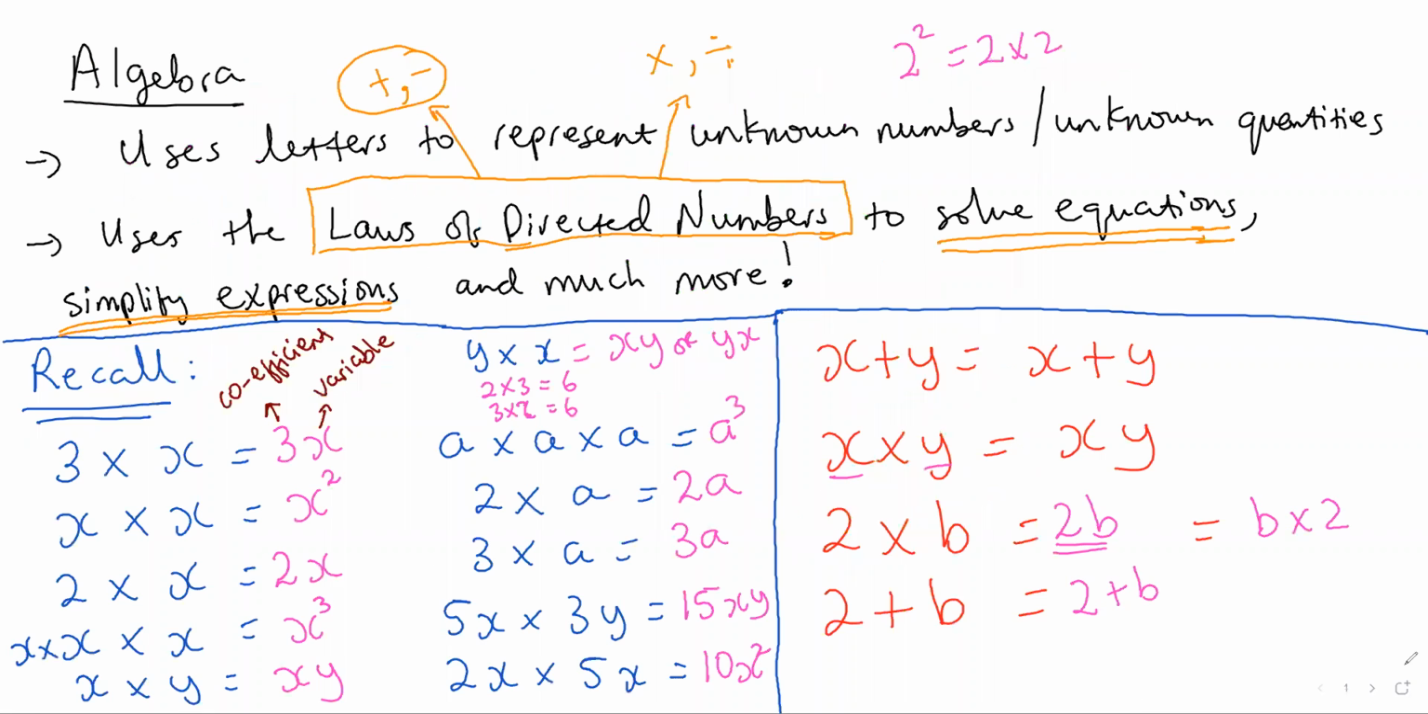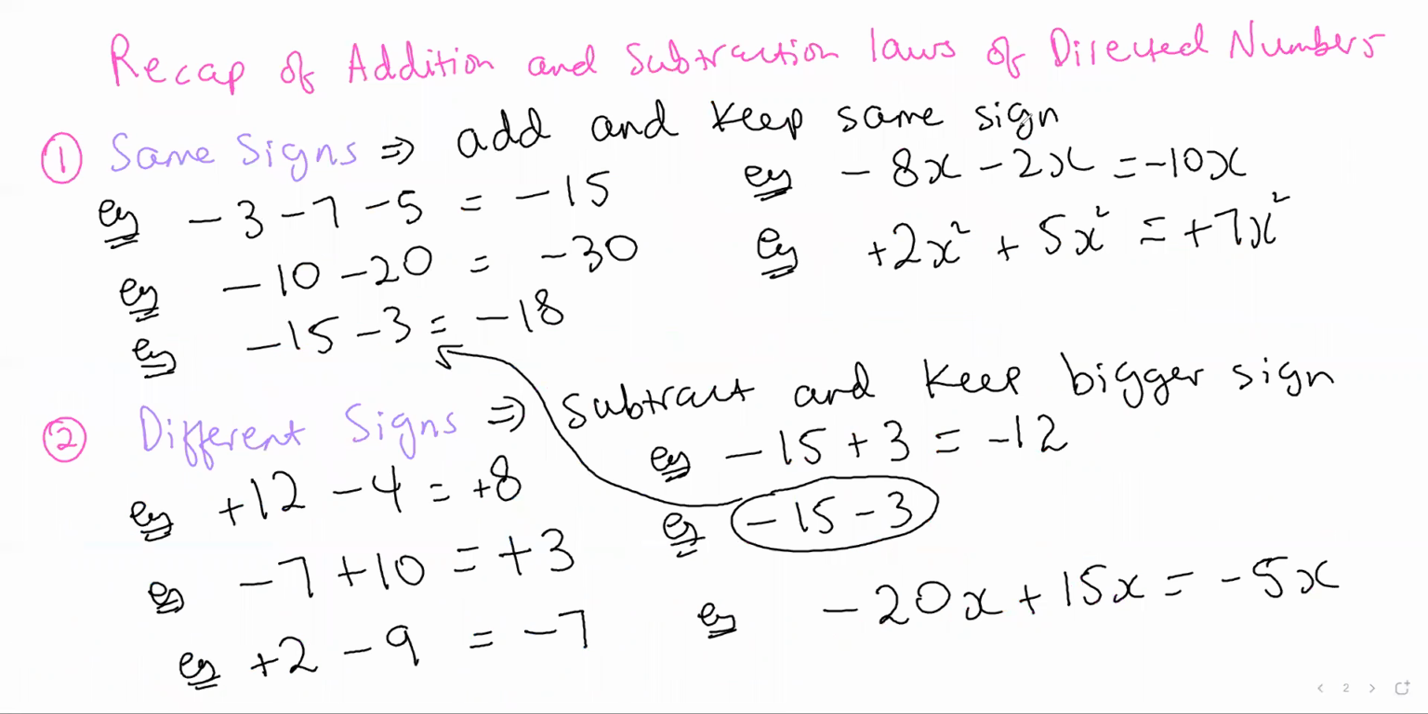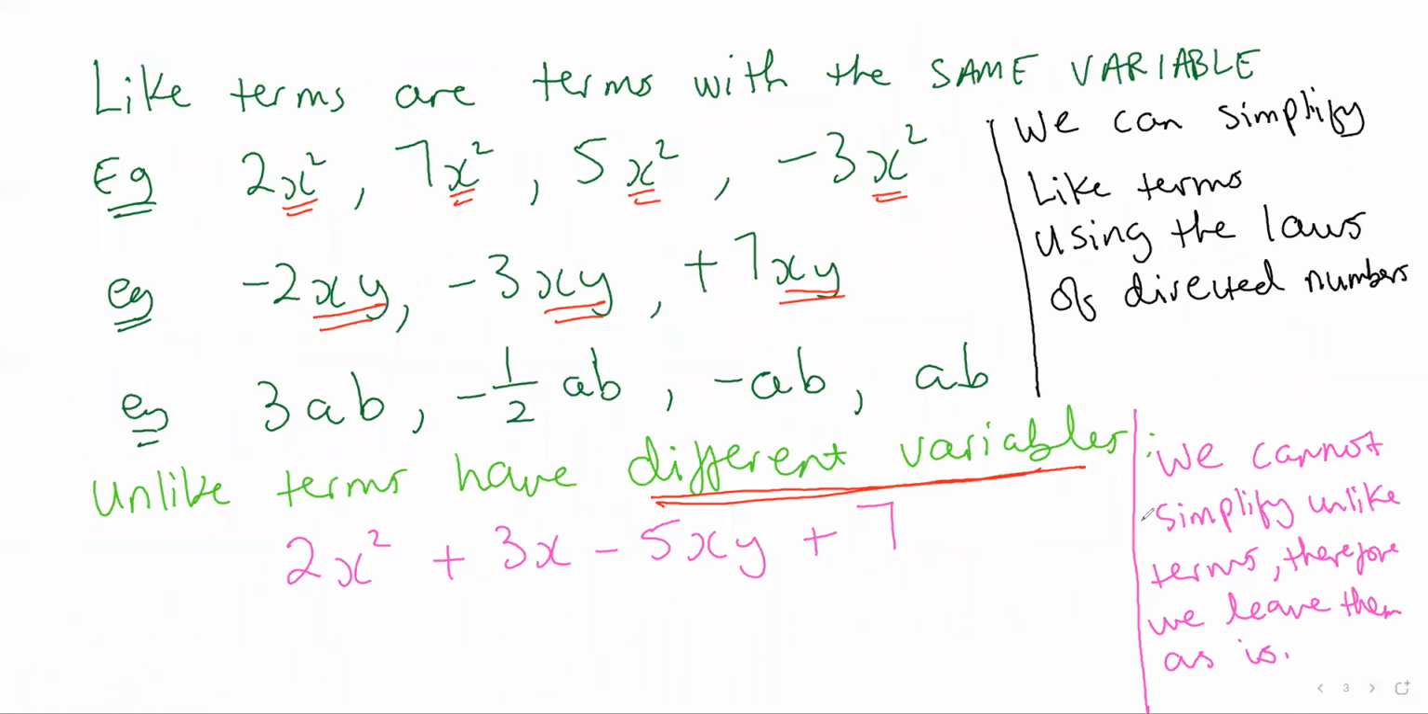Next, let's go back. We recap a lot of things in algebra. You're supposed to know this already. The laws of directed numbers, important laws, right? Some persons just say a negative and a negative is a positive. No, you have no such law like that. Same signs, add and keep the same sign. Different signs, subtract and keep the bigger sign. We also covered like terms, you know what like terms are now?